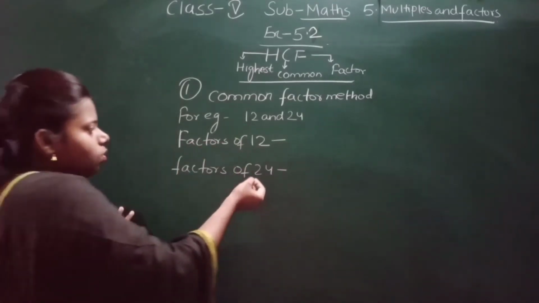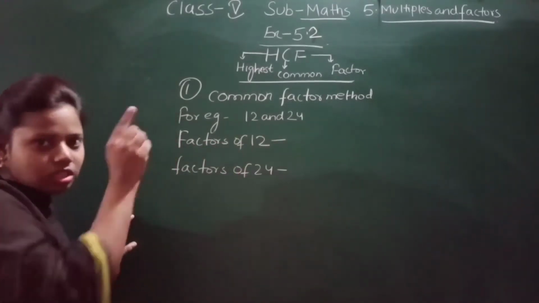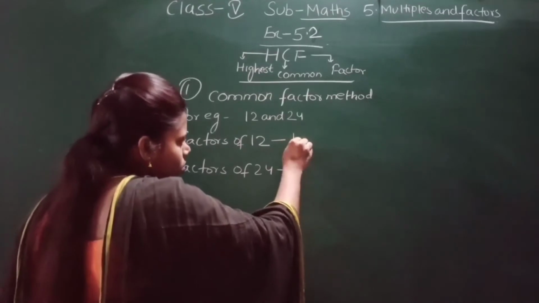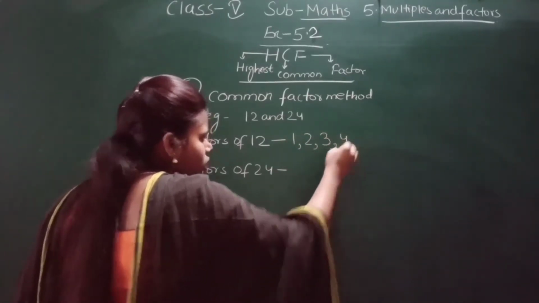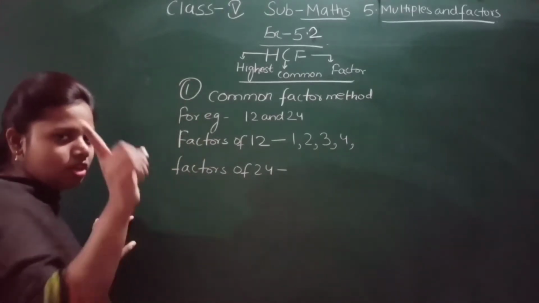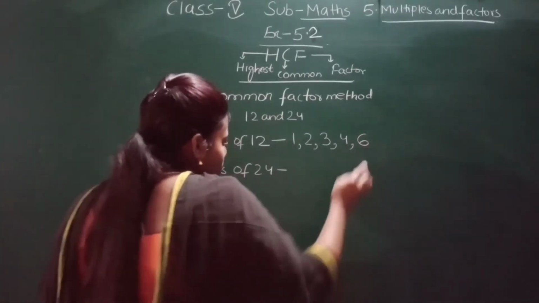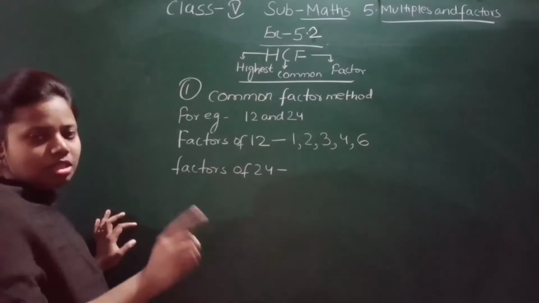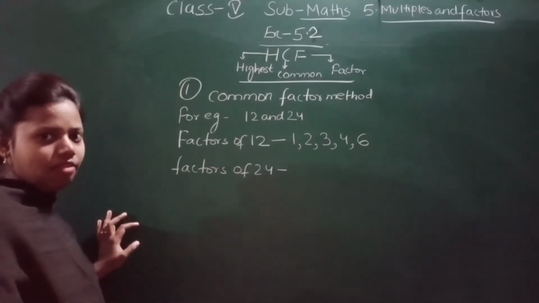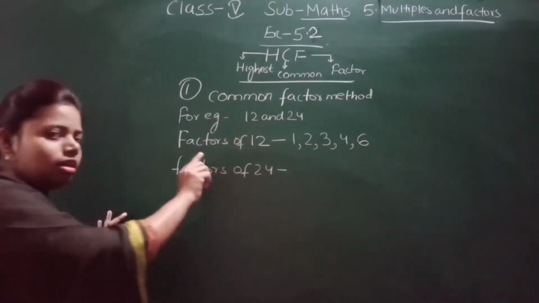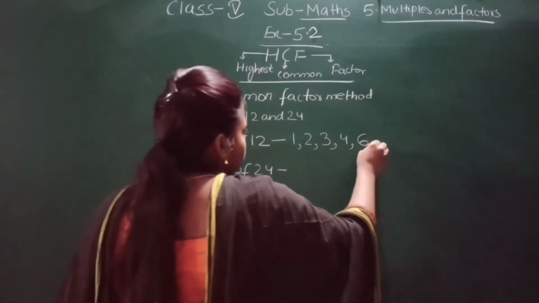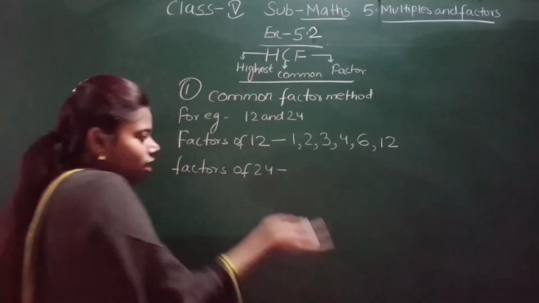So what are the factors of 12? Factors means in which tables does 12 come? It comes in the 1 table, the 2 table, the 3 table, the 4 table, it doesn't come in 5, it comes in the 6 table. It doesn't come in 7, 8, 9, 10, 11. It comes directly now in its own table. We have to write 1 also, and write the tables in which it comes. So it comes in 12 also, in its own table.